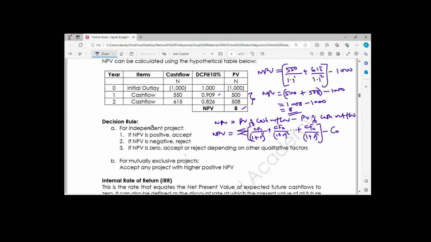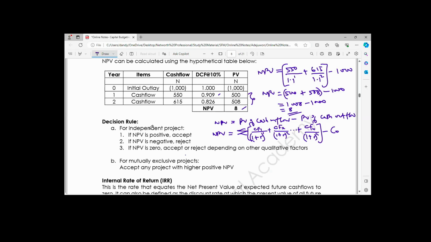Okay? Then what do you understand by mutually exclusive projects? A mutually exclusive project is a competing project. Mutually exclusive projects are competing projects in which the acceptance of one will preclude the acceptance of the other. This means that mutually exclusive projects are projects that cannot be accepted together. It means that if one project is accepted, the other project must be rejected.